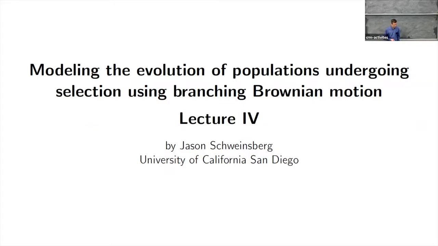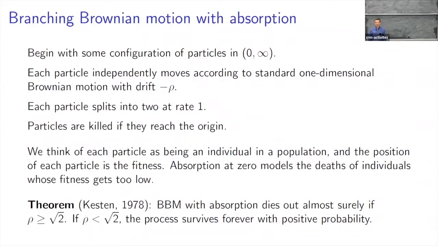The slides aren't advancing. So recall that last week we were discussing branching Brownian motion with absorption. We begin with some configuration of particles on the positive real line. Each particle independently moves according to standard one-dimensional Brownian motion with a drift to the left of rho. Each particle independently splits into 2 at rate 1, and particles are killed if they reach the origin.